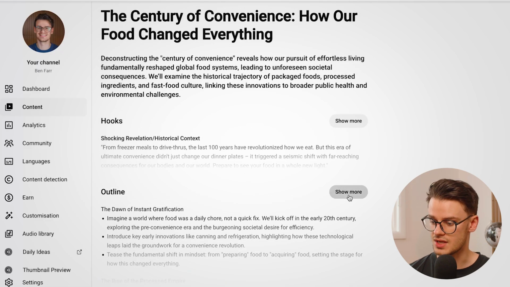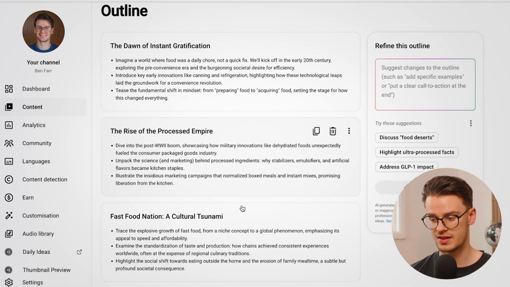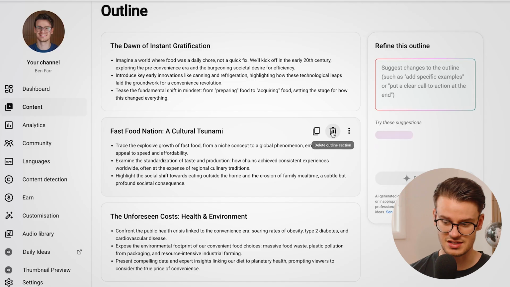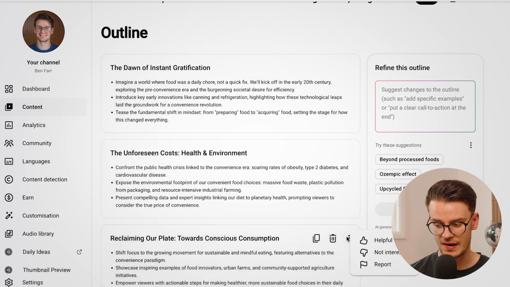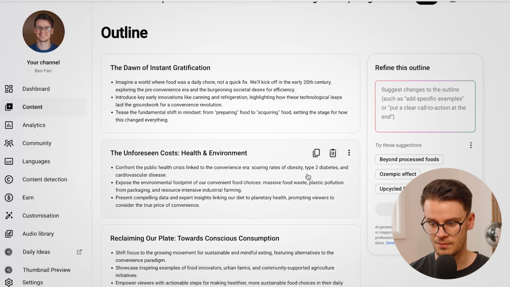What's nice is that you can use AI prompting to keep building on this. Like I can say, I don't want to talk about the processed empire or the cultural tsunami. It's going to help me to expand on the things I think are important. I think the idea here is that the more you use it, the more it understands what you're going to actually find a benefit in, and it's going to keep improving.